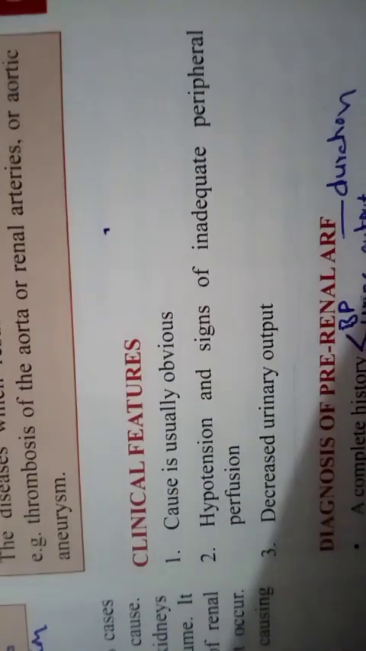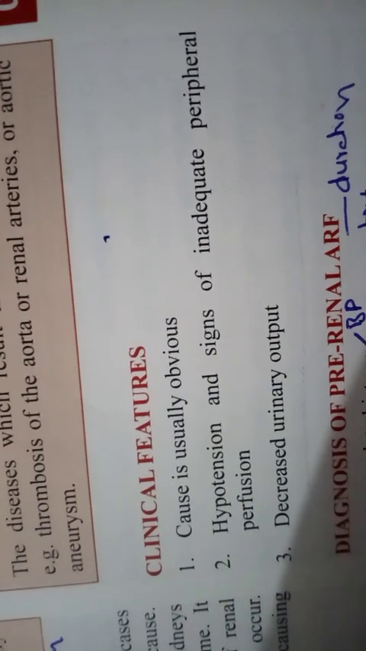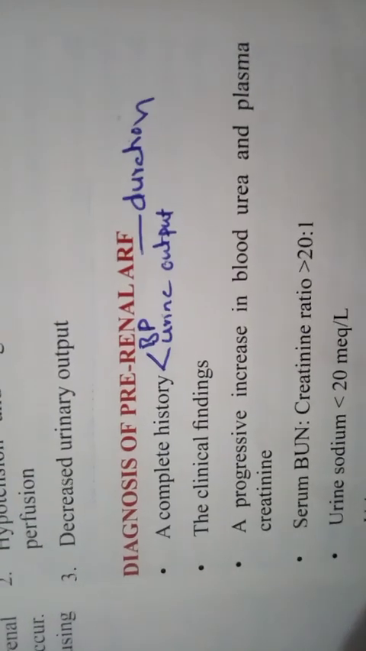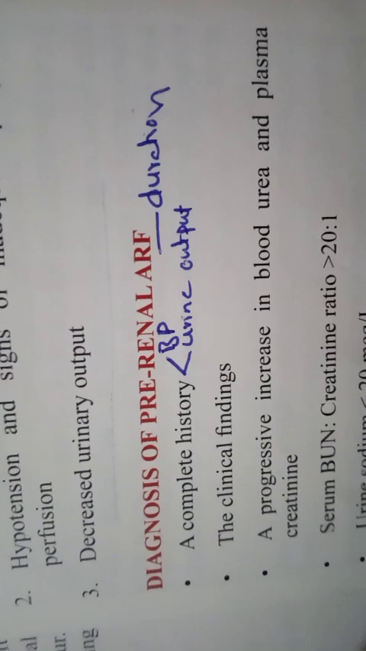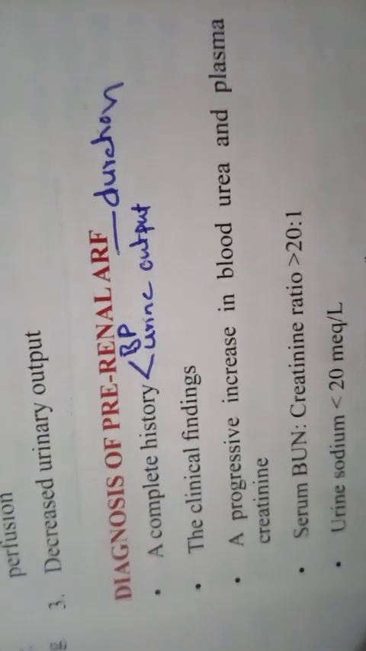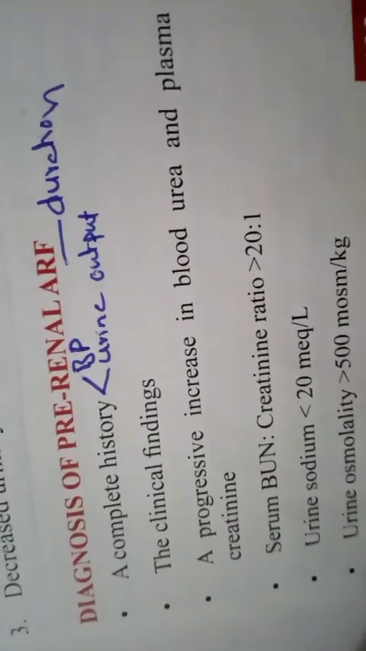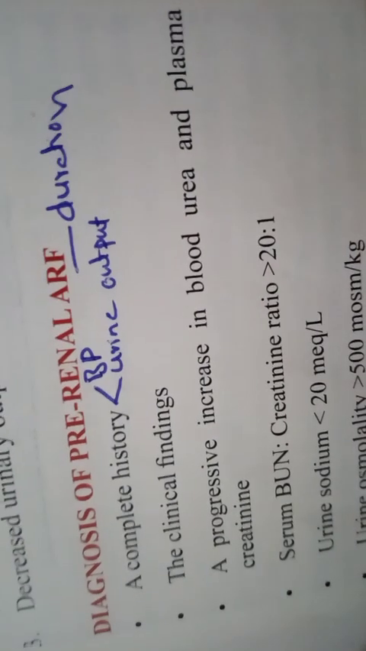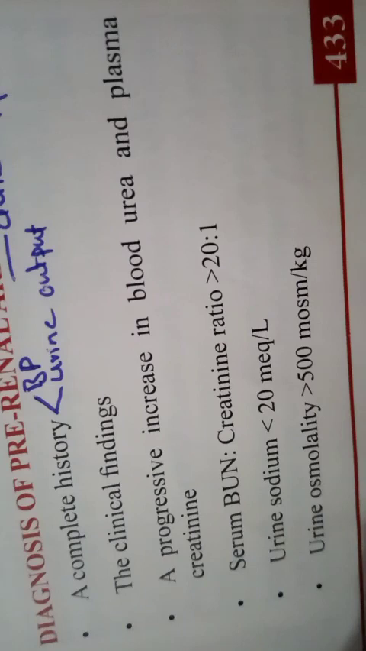Clinical features are obvious: hypotension and signs of inadequate peripheral perfusion, and decreased urinary output. Diagnosis: complete history, clinical findings, progressive increase in blood urea and plasma creatinine, serum BUN to creatinine ratio of 20:1, urine sodium less than 20 mEq/L, urine osmolarity more than 500 mOsm/kg.